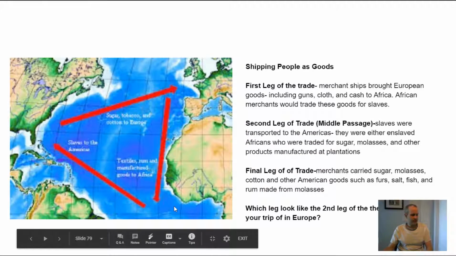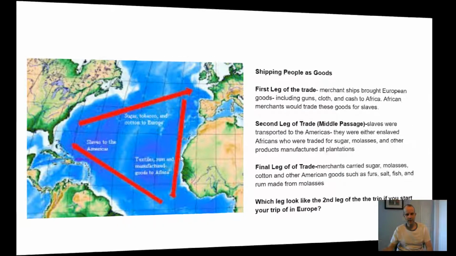Again, this is the triangular trade network. This is one of those things that you need to know for AP World. I can't stress it enough. And this is basically the triangular trade network.